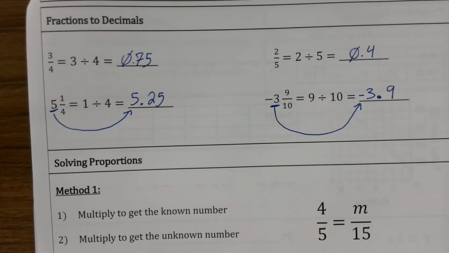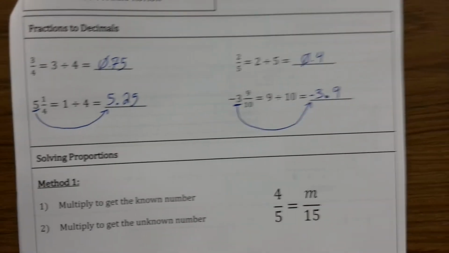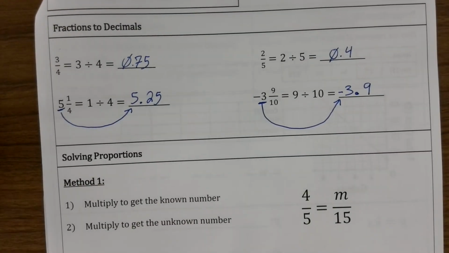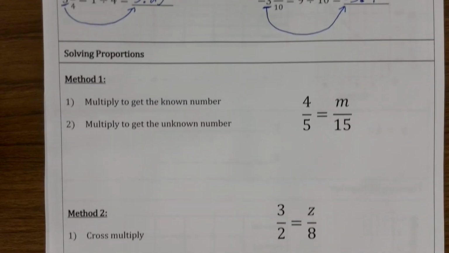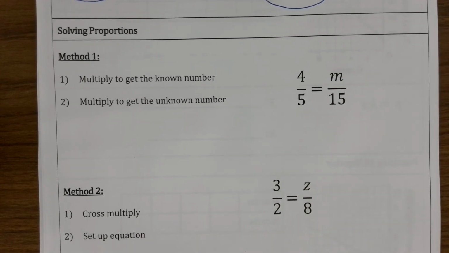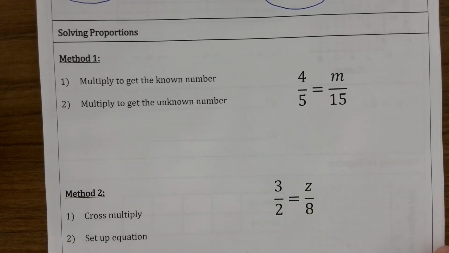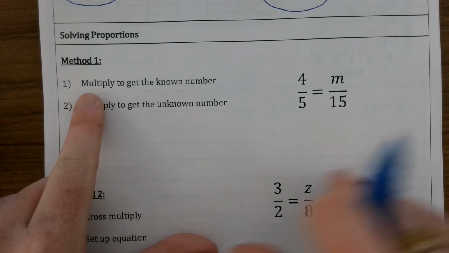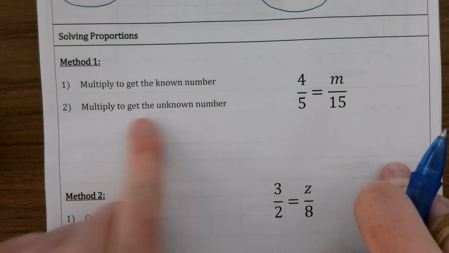So there's our review on fractions to decimals. I'm going to adjust my camera real quick. There we go. Now let's talk about solving proportions, which feels like a little bit of a jump, but it will be important for the work we're doing in this module. There's 2 ways we're going to look at it. The first way is to multiply to get the known number and then multiply to get the unknown number.